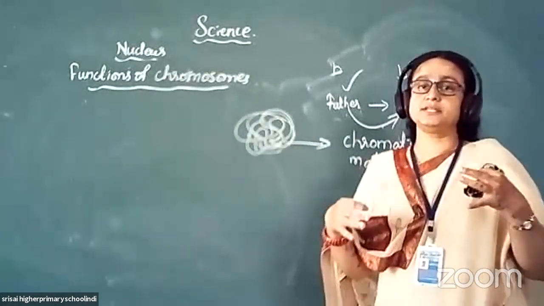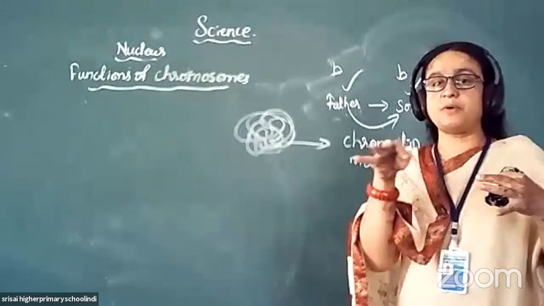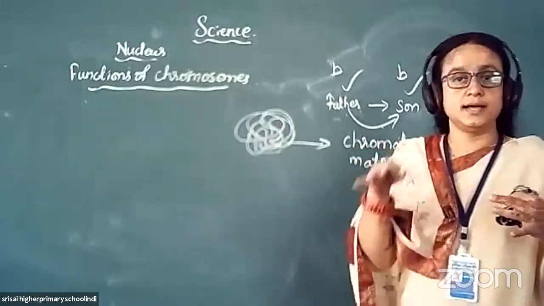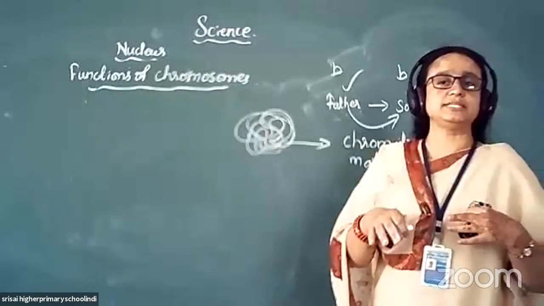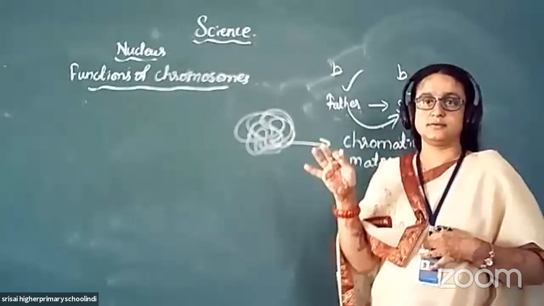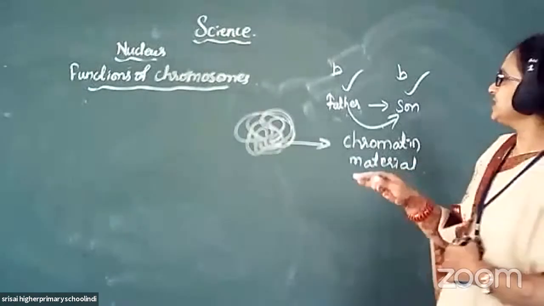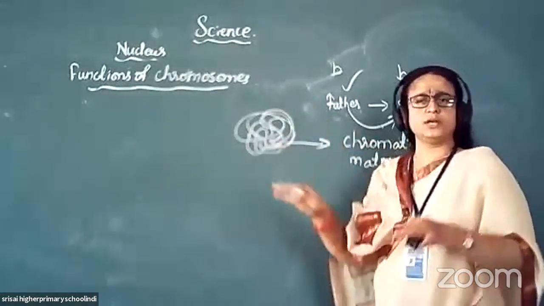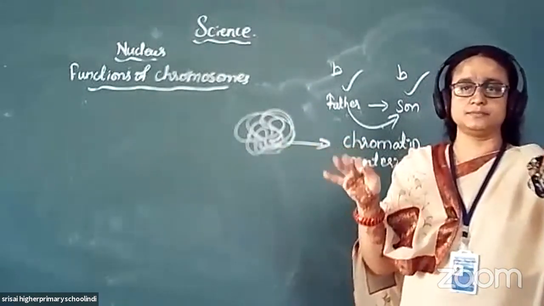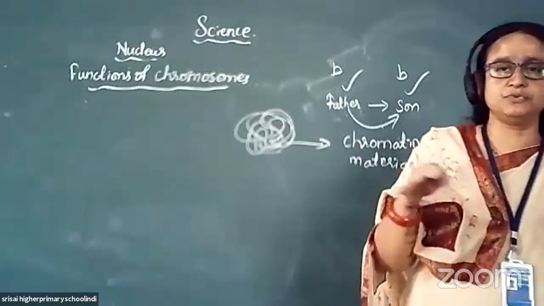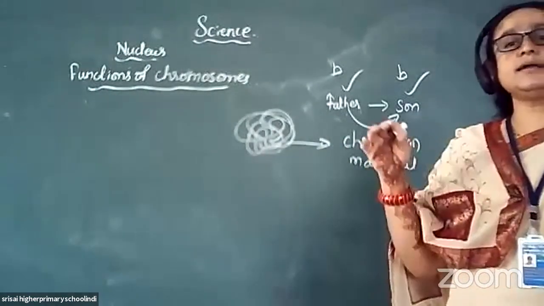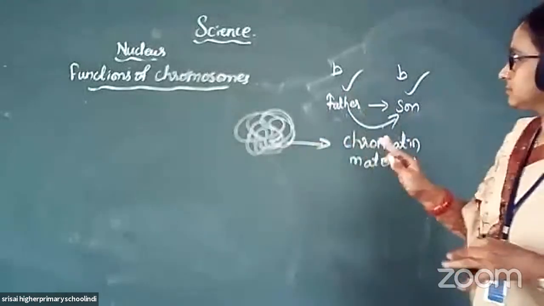And how it will be present: it will be present in the form of functional segments. And the name of those functional segments is genes. What is the name of the functional segment? It is gene. Now we are saying that these will be visible only during the time of reproduction, that means in case of cell division.